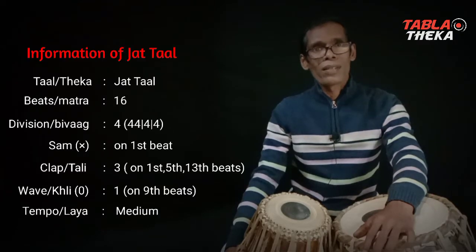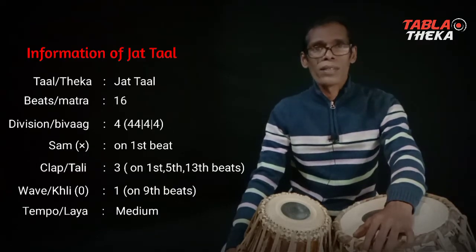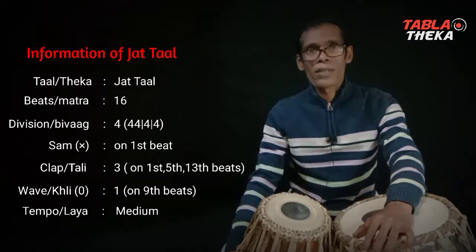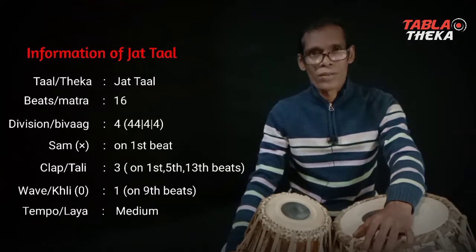Today I will discuss the basic rhythm of Jat Taal, 16 beats, introduced by Rabindranath Tagore. Rabindranath Tagore used the rhythm of 4-4-4-4 divisions of Jat Taal 16 beats according to the rhythm of his songs.